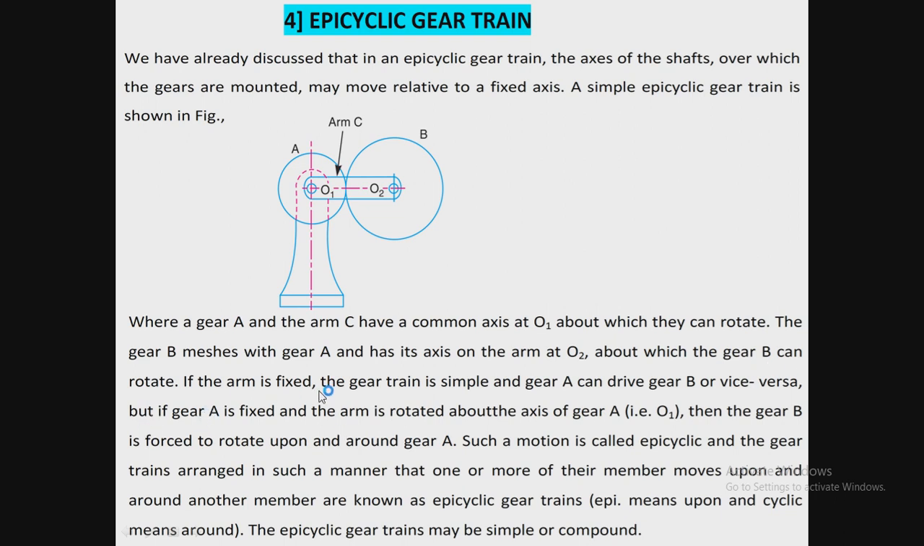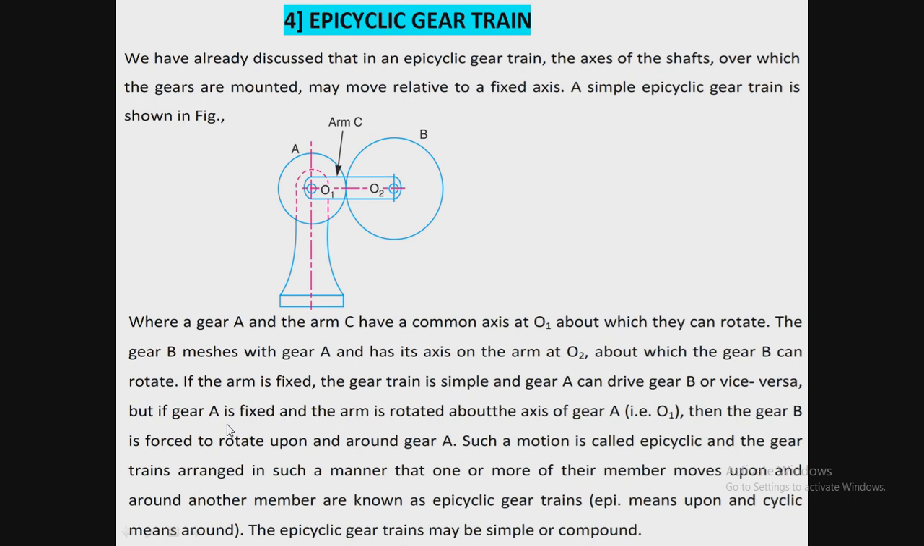If the arm is fixed, the gear train is simple and gear A can drive gear B or vice versa. So in this case, gear A may be the driver or gear B may be the driver. When gear A is the driver, gear B is driven, and when gear B is the driver, then A becomes driven.